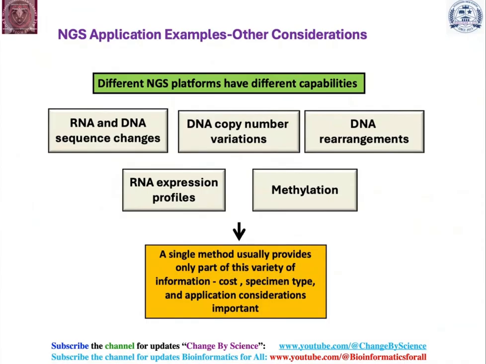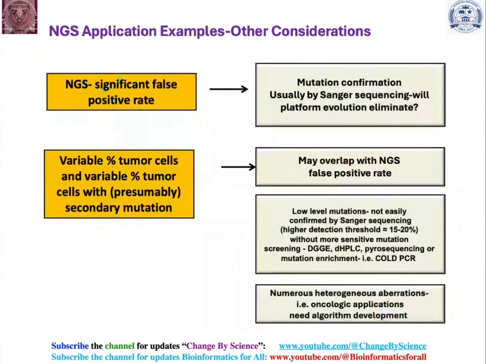A single method usually provides only part of this variety of information. Cost, specimen type, and application considerations are very important. These days, the most common application for NGS is single cell sequencing. Now, in the NGS application examples here, significant false positive rates are present. Mutation confirmation is usually done by Sanger sequencing; will platform evolution eliminate it? So you need to go for cross validation if you are not sure.